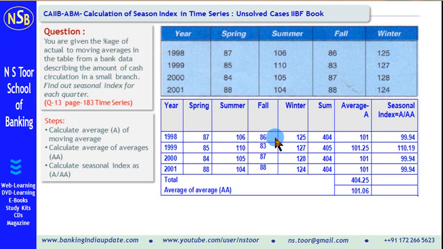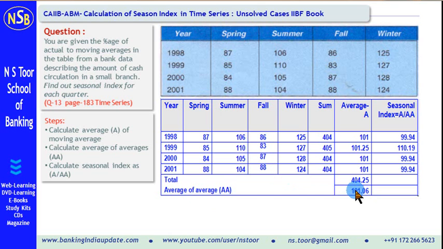Now we shall move to the second step. Calculate the average of averages. So these are the averages. Now we shall calculate the average of these averages. First of all, we will sum it up. We will total it up. There are 4 items, then we shall divide by 4. And this is the average of averages, that is double A. So 101.06 is the average of averages.